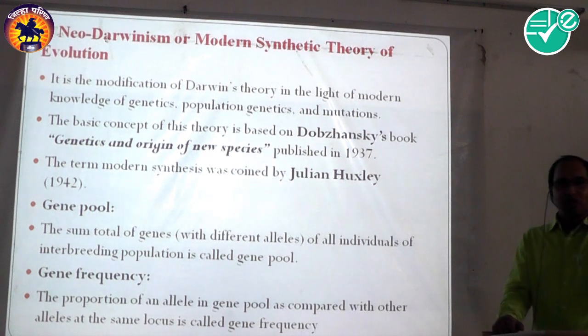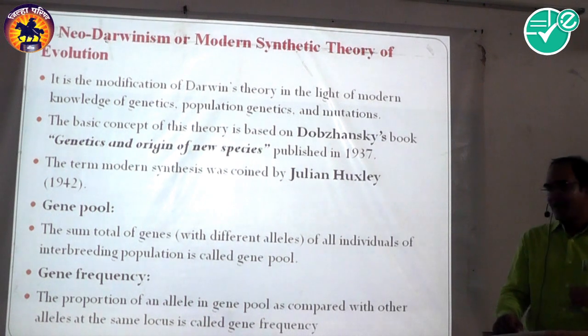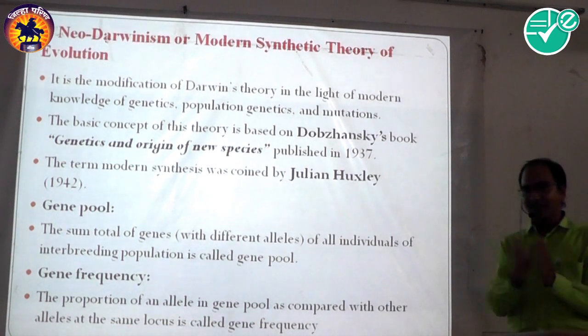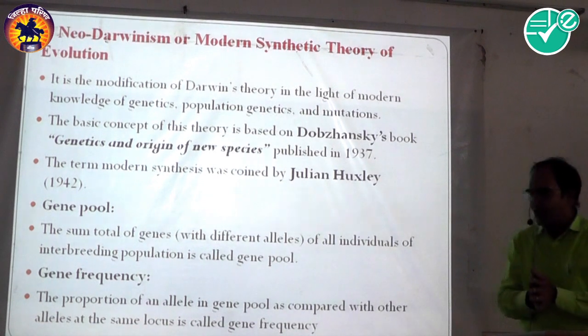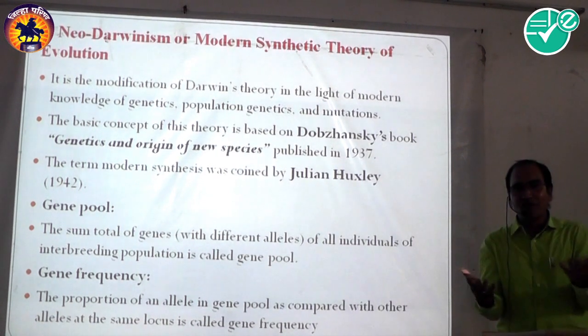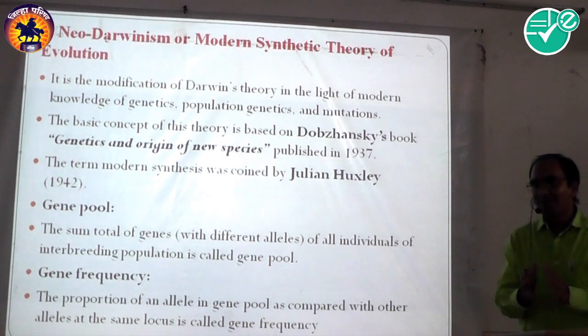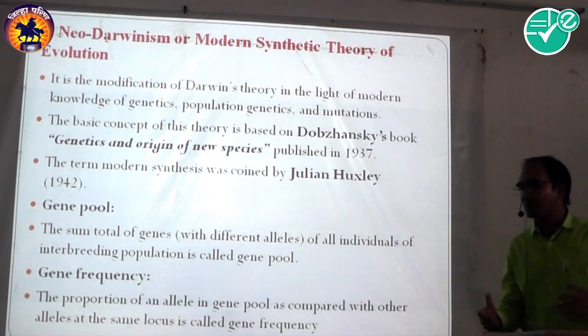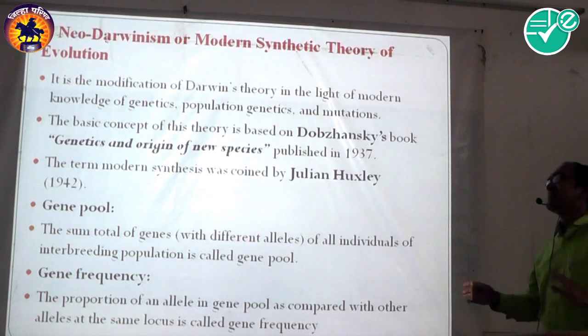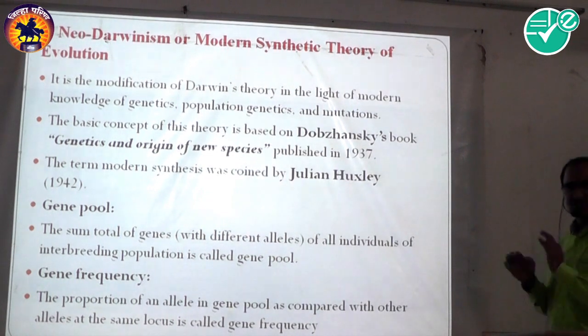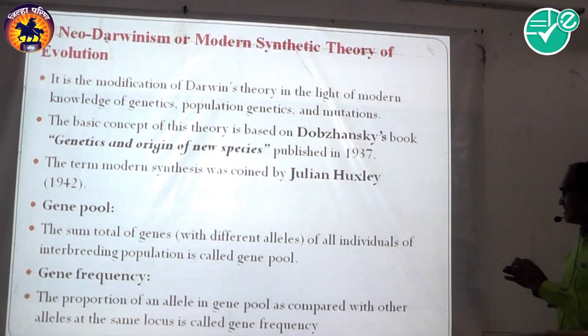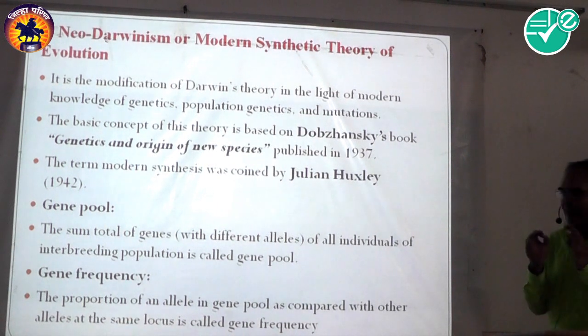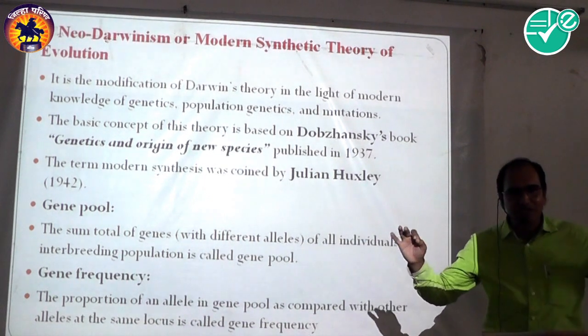So when we think about the human population, all human beings show the same gene pool. There is interbreeding between these organisms. Human beings interbreed with each other and produce offspring which are similar to themselves. That means they have a common gene pool. Now the word comes: the gene pool. What is the gene pool? Gene pool is the sum total of genes with different alleles of individuals of an interbreeding population. Sum total of the genes.